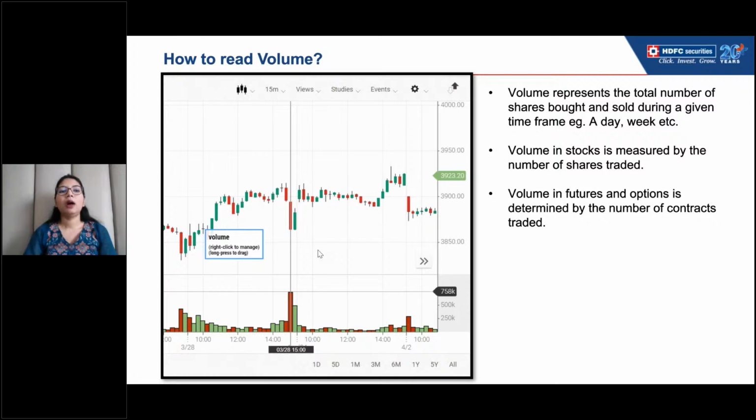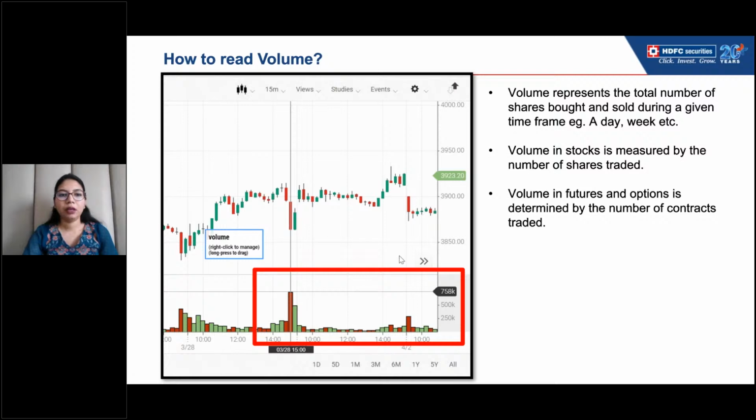Now, volume bars, just like price candles, are red and green. But the color of the volume bars doesn't matter as much; the candlestick's color matters. So whenever you are looking at the volume, you only have to focus on how big the volume is, okay, and not on the color. All right.